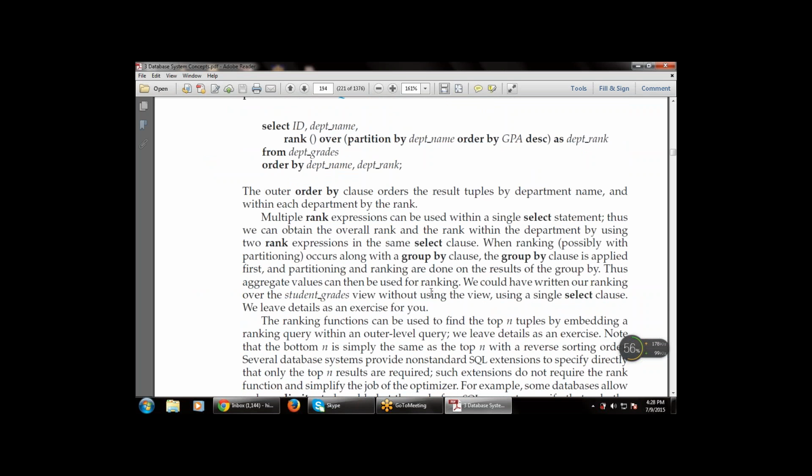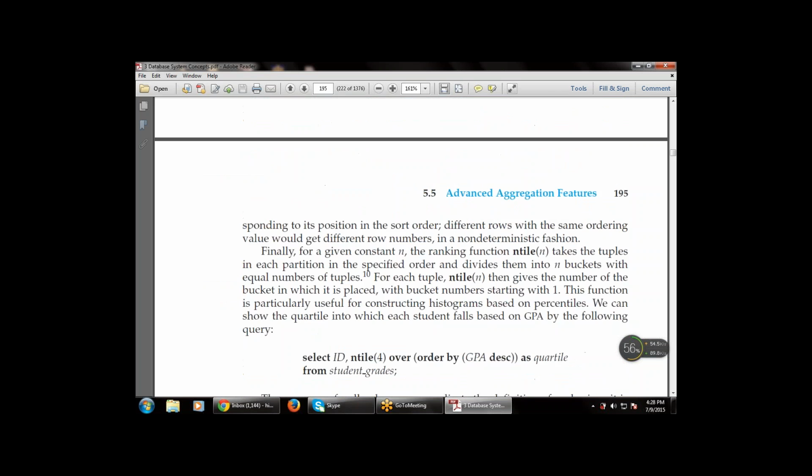Then we discussed the various differences between rank and the order by clause, and how to use the order by clause and the group by clause in the ranking part.